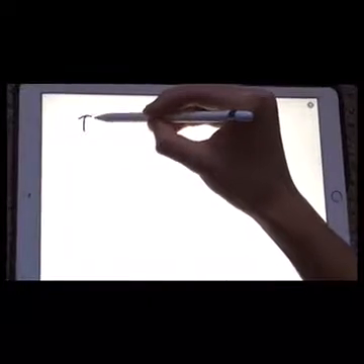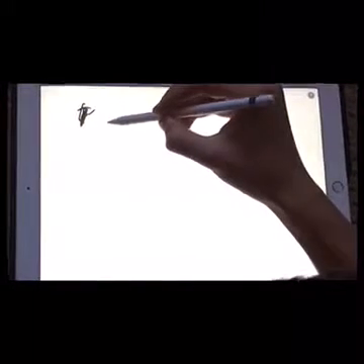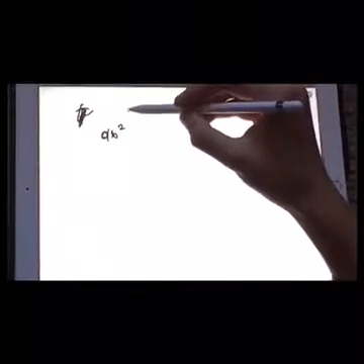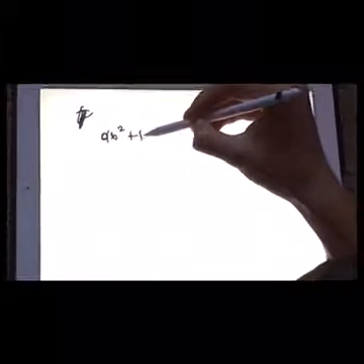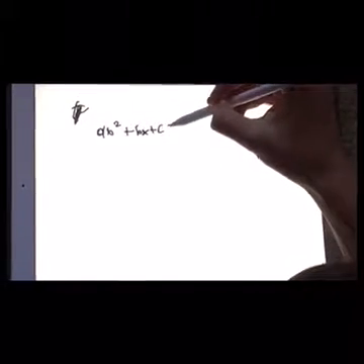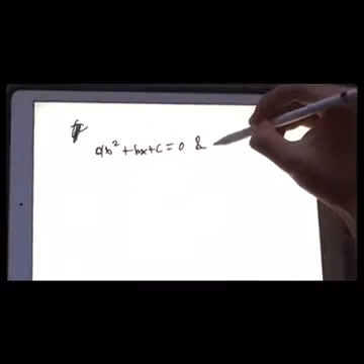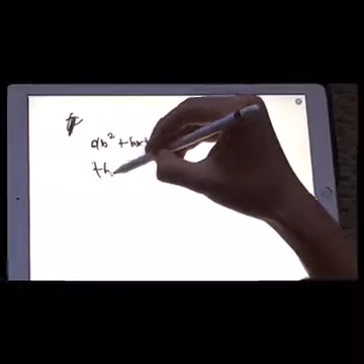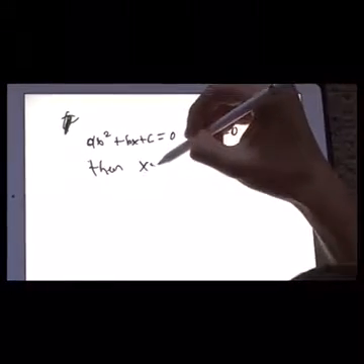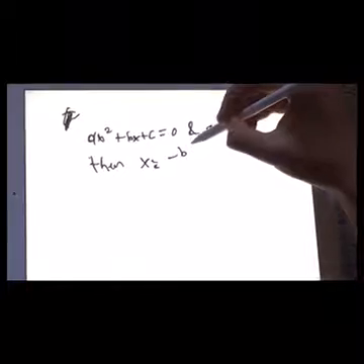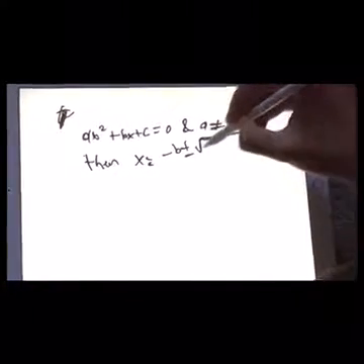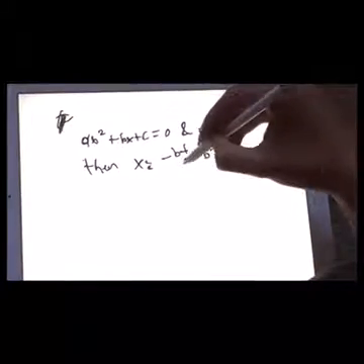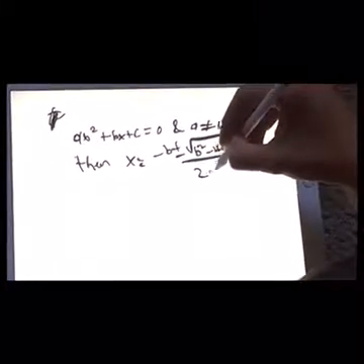So the quadratic formula is, well, this is the theorem. The quadratic formula theorem is: if ax squared plus bx plus c equals 0, and a does not equal 0, then x equals the opposite of b plus or minus the square root of b squared minus 4 times a times c, all that divided by 2a.